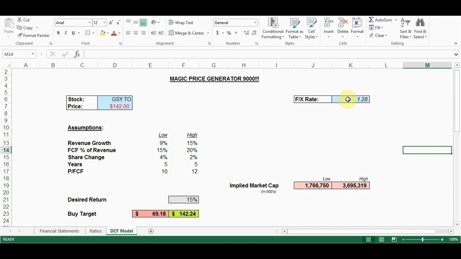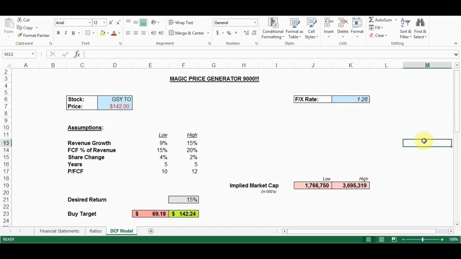This wouldn't apply if you're doing US stocks. But if you're doing Canadian stocks where the balance sheet is listed in US dollars or something like that, you might want to take this FX rate and take your price here and just multiply this by the FX rate, just so that it's in Canadian dollars instead of US. But in this case, the ticker and the financials are all in Canadian dollars, so that's not necessary. This is just up here for reference.